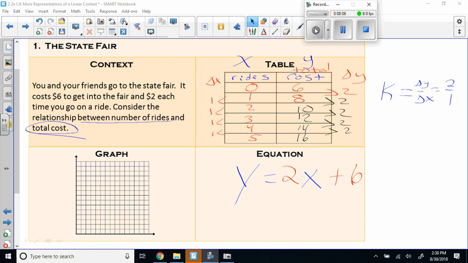Guys, is there a correlation between... Well, let's do this. Let's check it. I said we was going to check it. 2 times 1 is what? Plus 6 is what? Oh, I needed 8. I got 8, right? So the equation is what? Check. Good, right?